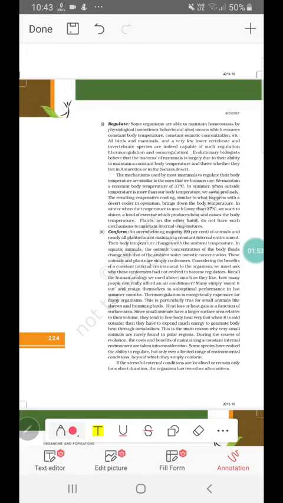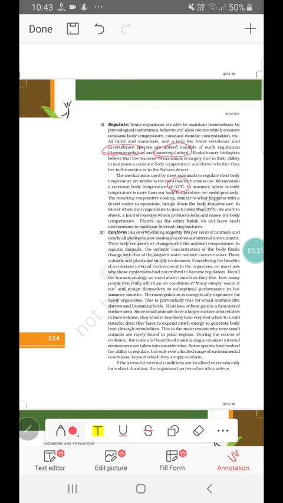So regulate means to maintain the homeostasis. It can be by physiological or by behavioral methods. So one is thermoregulation, regulation of temperature. Another is osmoregulation, that is maintenance of salinity. Now most of the mammals, they maintain their temperature at 37 degrees Celsius, whatever the outside temperature is. That is maintaining internal temperatures.